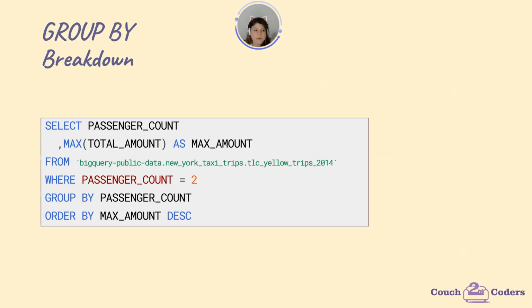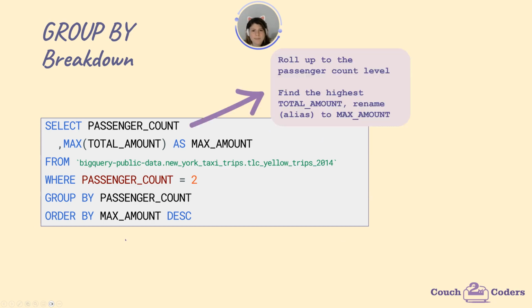Now that we've looked at a group by from a high level with a toy set, let's look at what the code would look like in BigQuery. So this here is a snip of what group by looks like in the BigQuery console. Let's break it down. First, we have our select. We select the passenger count. We have something called max of total amount. And then we have this as max amount.